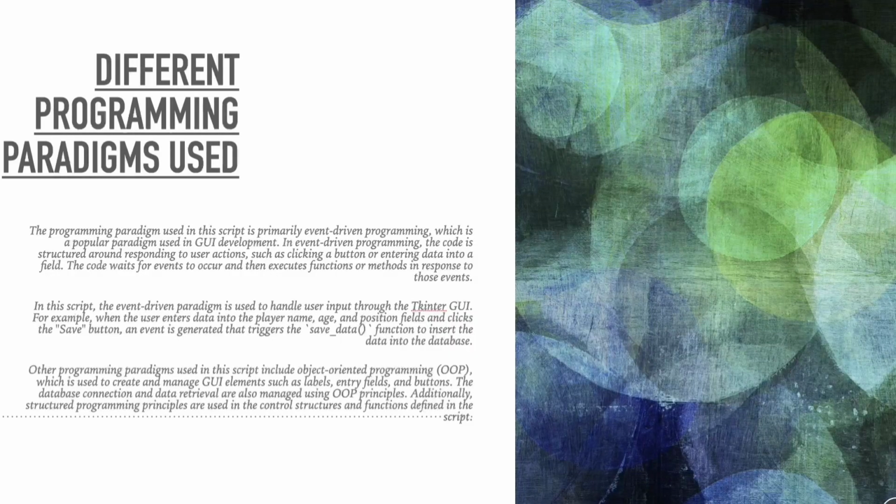Talking about the different paradigms used in this project, one is event-driven programming. Event-driven programming is used in GUI development. In this script it is used to handle inputs through the Tkinter GUI. For example, as you can see in this PPT, when the user enters the data into the player's name, age, and position fields and clicks the save button, an event is generated and that triggers the saving of the data. All the data gets inserted into the database.